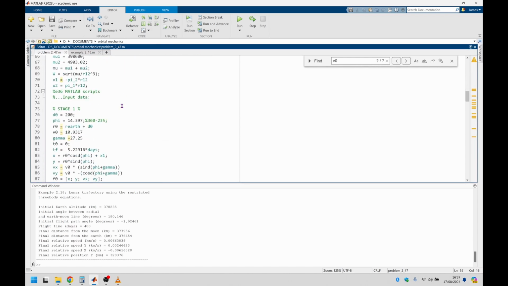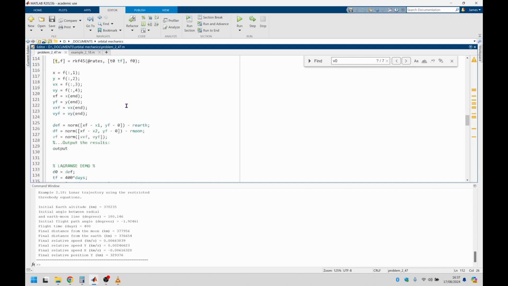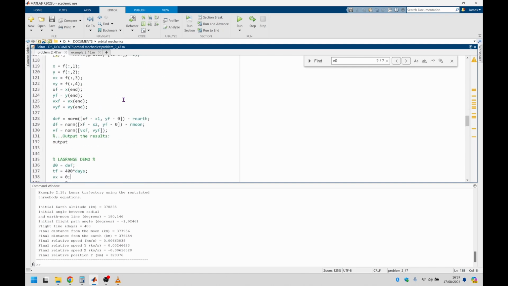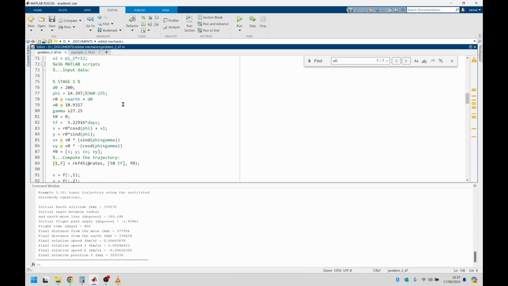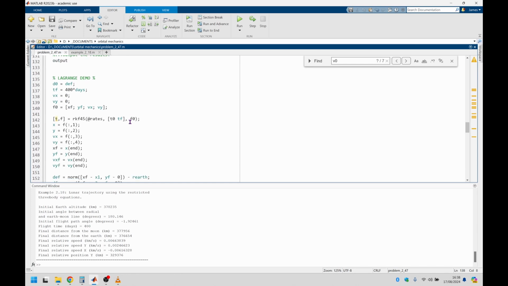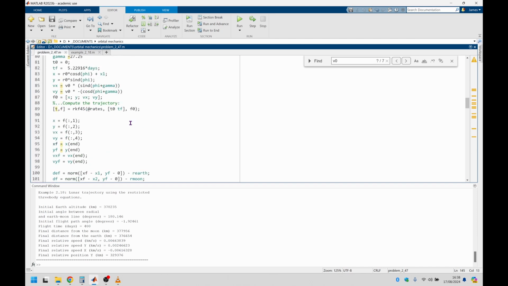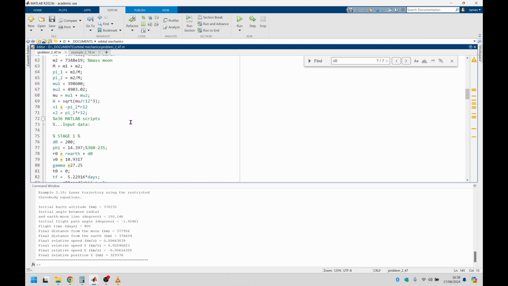And the main changes I've made is that I have 3 stages. So I have stage 1, stage 2, and Lagrange demo stage. Stage 1 is going from the Earth to Lagrange point 3, and stage 2 is going from Lagrange point 3 to Lagrange point 4, and then the Lagrange demo is just idling at Lagrange point 4 for 400 days, and you'll be able to see that works out quite nicely.